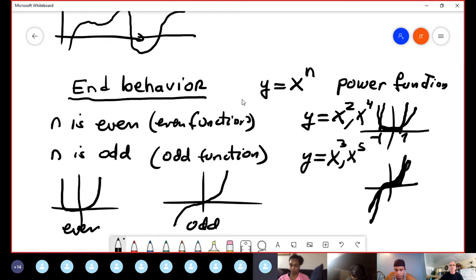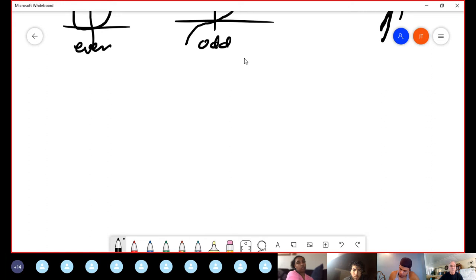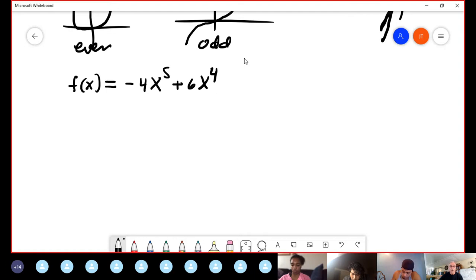What is the end behavior? In order to determine the end behavior for a polynomial function, let me show you an example. Suppose that we have the function f of x equals minus 4x to the fifth power plus 6x to the fourth power plus 2x. What is the end behavior? End behavior is when x approaches positive infinity or negative infinity.